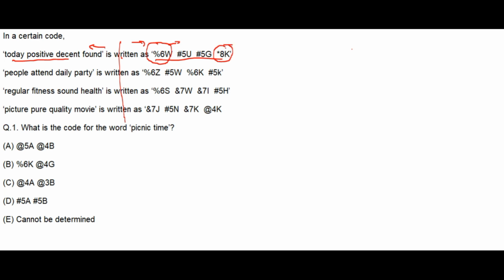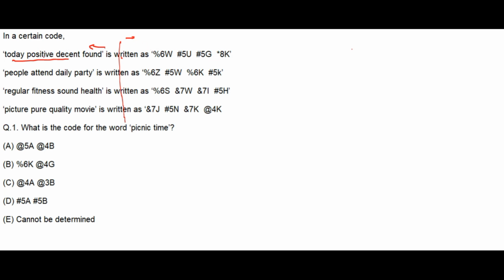We have discussed this. I request you, if you haven't seen the last video, please watch that video first, because in that video I discussed the possible logic of the alphabets, numbers and symbols. Then only will you be able to learn how to approach these questions. So if you haven't seen it, please watch that video first, then see this video. Then only you will be able to understand how I am solving this question.